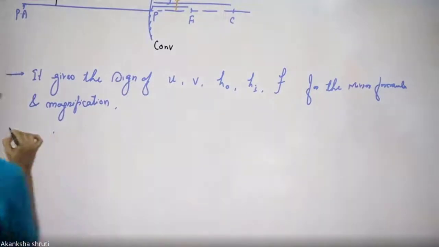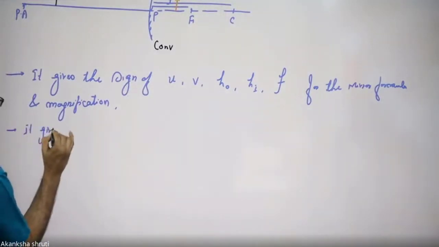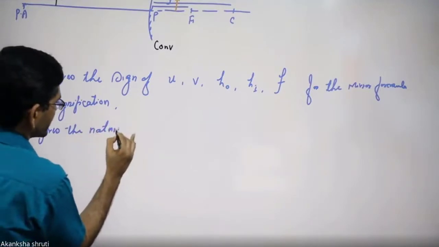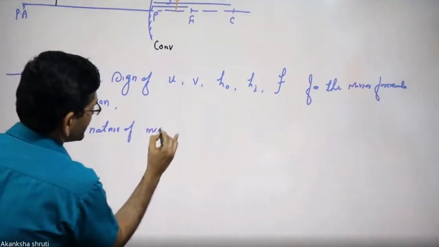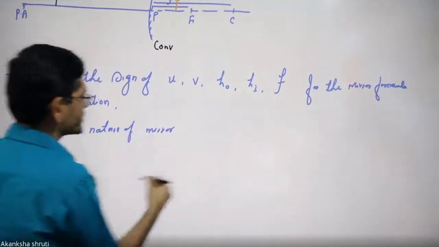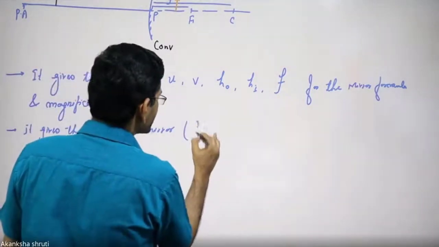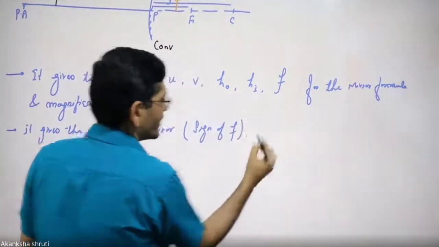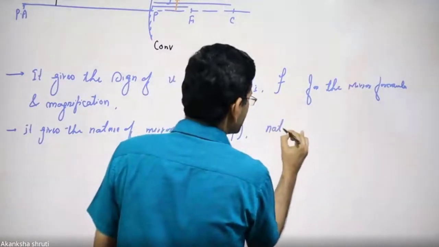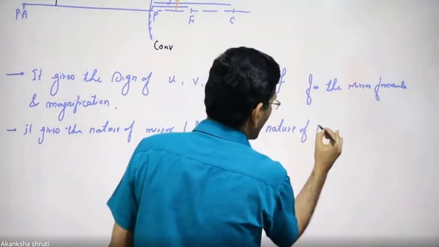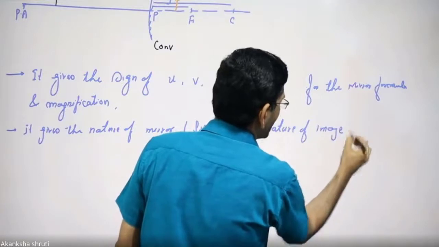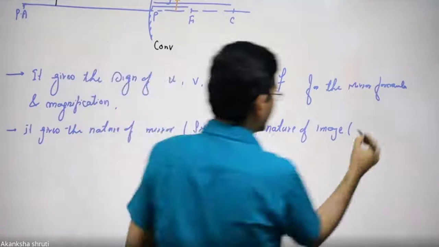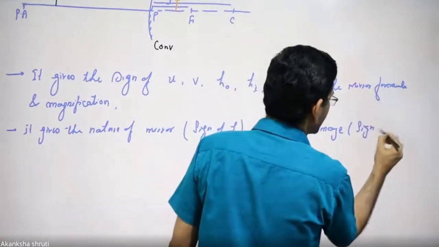So it gives the nature of image, the nature of the mirror. How is the nature of the mirror given? It is given by the sign of focal length, f. Nature of image: how is the nature of the image decided? Whether this v is on the left-hand side or the right-hand side, it is given by the sign of v.